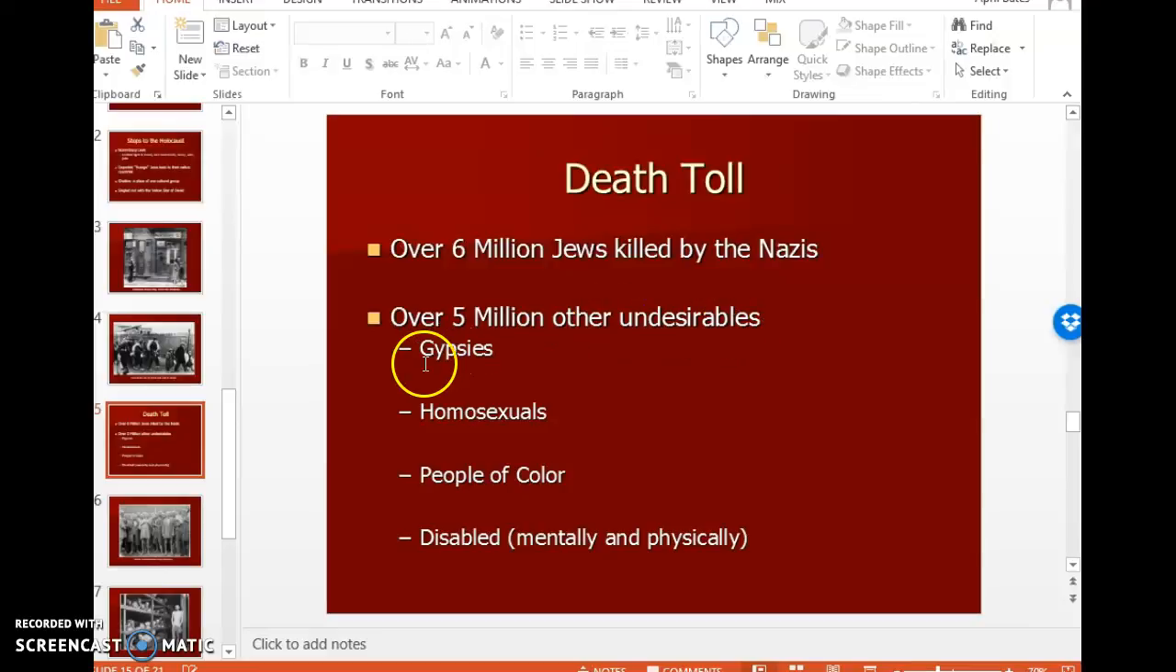Those other undesirables were gypsies, a kind of migrant group in Europe, homosexuals, people of color, and the disabled, mentally or physically, like if you were missing an arm or something. You were considered undesirable, and they would ship you off to the concentration camp and kill you.